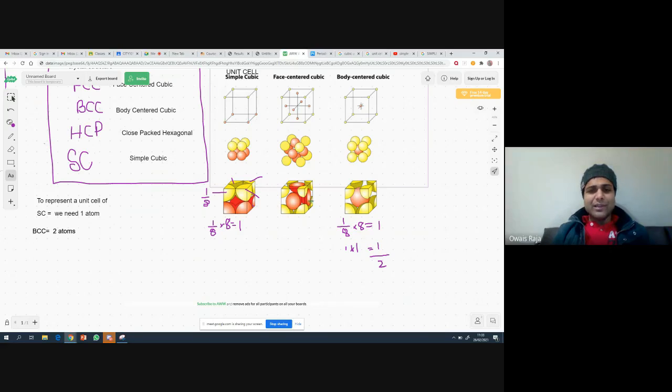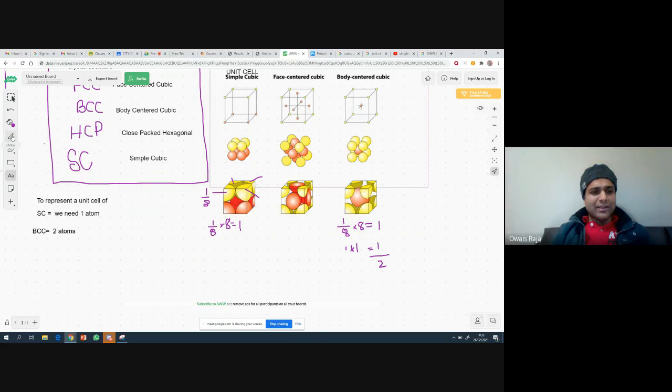Now then we have a look at the face center cubic. The face center cubic, it's a cube, but the cube has 6 faces. So at every face there is an atom. Now this atom is being shared by that cube and the cube on the top. So half of that belongs to that cube.